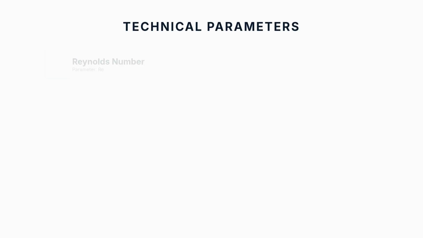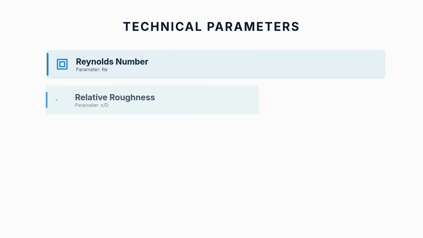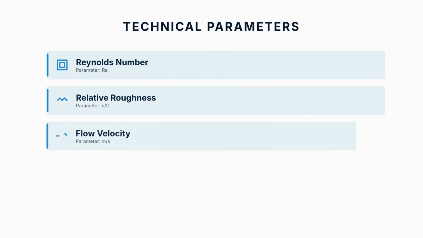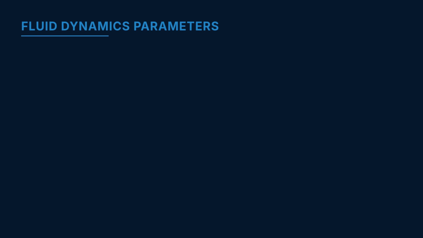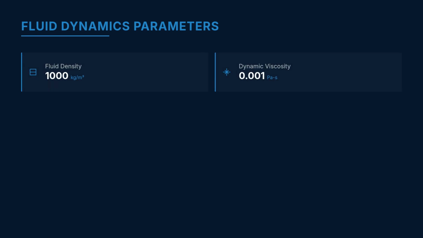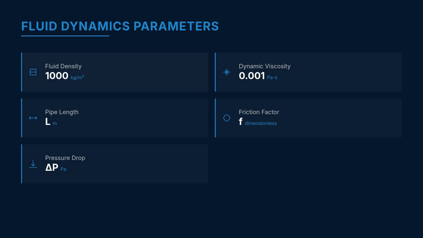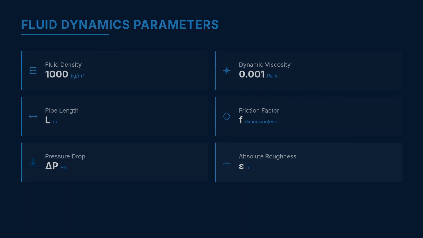Now enter your parameters. Reynolds number Re, relative roughness epsilon over D, flow velocity in meters per second, pipe diameter in meters, fluid density in kilograms per cubic meter with a default of 1000, dynamic viscosity in Pascal seconds defaulting to 0.001, pipe length in meters, friction factor F, pressure drop in pascals, and absolute roughness in meters.